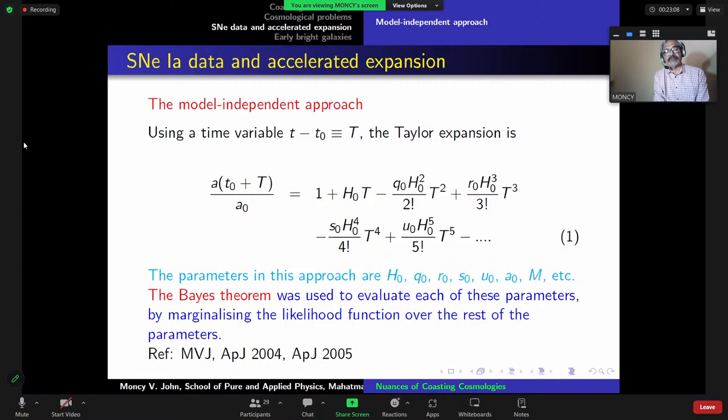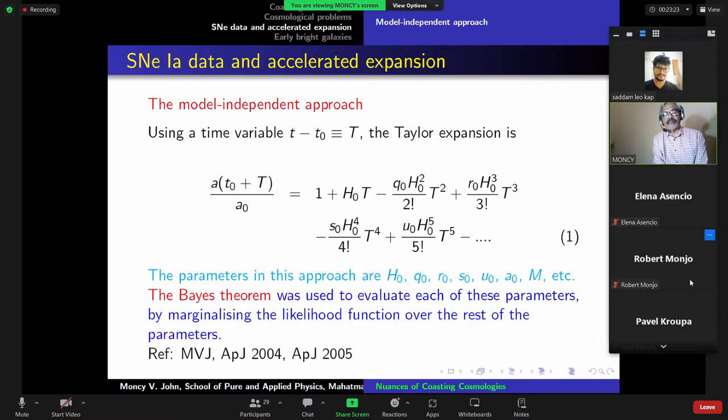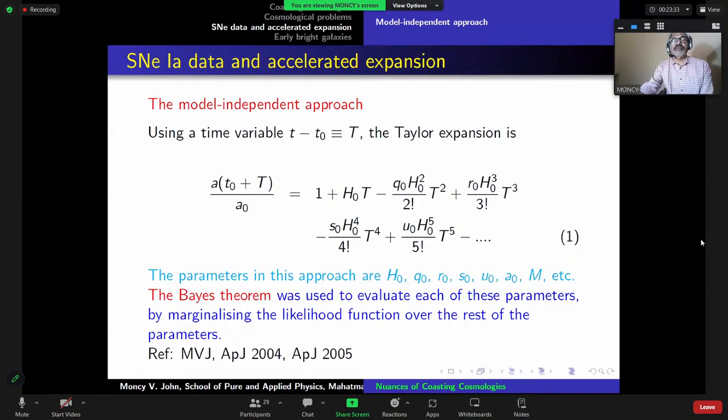H0 is the present value of the Hubble parameter. q0 is the present value of the deceleration parameter, then r0, s0, etc. And in these two papers in 2004 and 2005, Bayes' theorem was used to evaluate each of these parameters by marginalizing the likelihood function over the rest of the parameters. And what we see, the result is this.